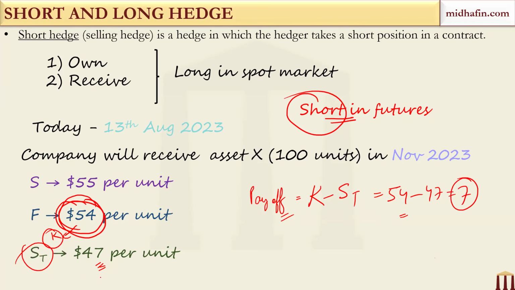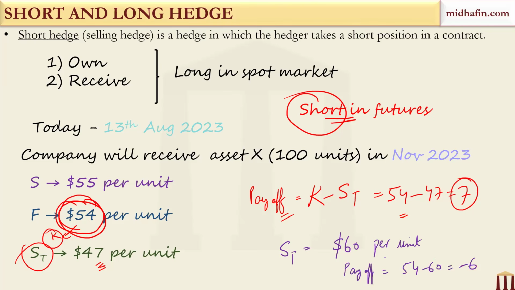Now tell me one thing. I have asked this question earlier also in FMP 4, and I'm asking again: suppose the price of the asset, instead of 47, becomes $60 per unit, then what is the payoff? It's a virtual loss, right? Because the payoff is negative. The payoff is how much? 54 minus 60, which is -6 per unit.